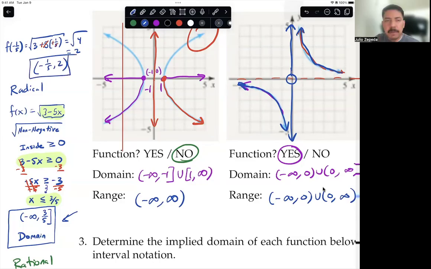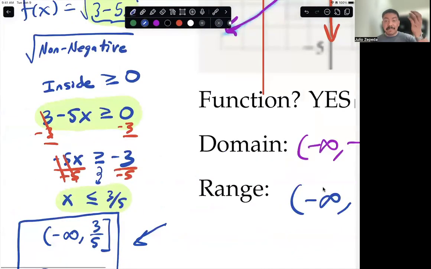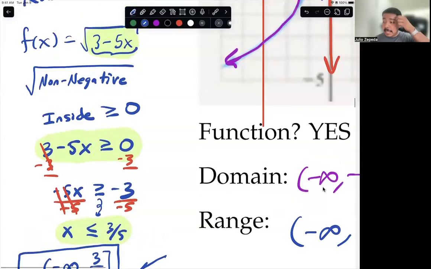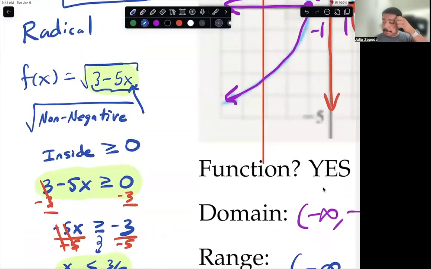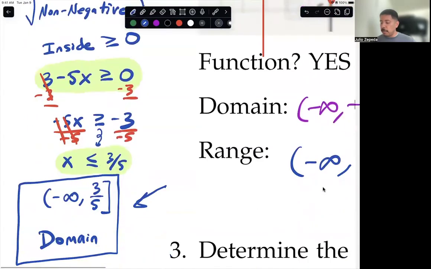Hey, that was nice. We picked a number that is in the domain, and it was paired with exactly one value in the range. Try to plug in a number greater than 3/5, and it will not work. You can actually try, mentally, to plug in a number greater than 3/5, like 1 or anything greater. If you plug in 1, 3 minus 5 times 1, well, 5 times 1 is 5, so 3 minus 5 is negative 2. The square root of negative 2 is not a real number. So that's why 1 is not in the domain.